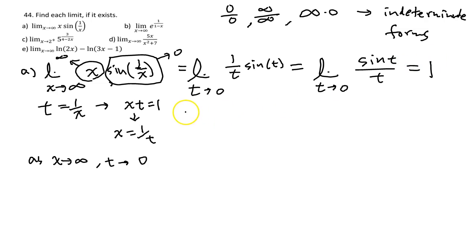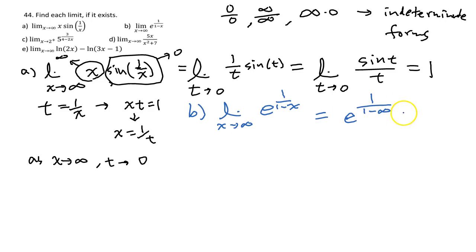Now let's think about part B. Let's use a different color. B, limit x going to infinity of e to the 1 over 1 minus x. Well, what is 1 minus infinity? X is infinity, so 1 minus infinity is negative infinity, right? But if you divide 1 by a very large negative value, that's still 0. So you get e to the 0th power, which is 1. Okay, so that was really simple.